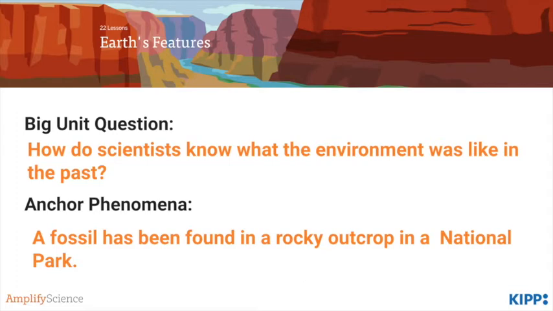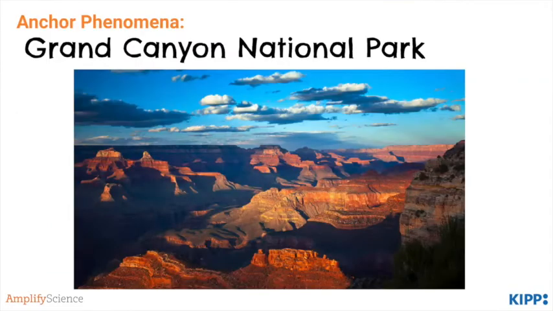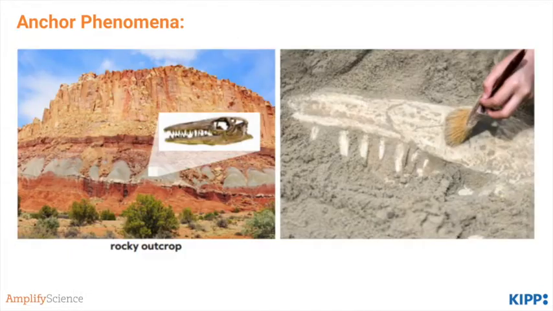The anchor phenomenon starts the unit off by telling students that a fossil has been found in a rocky outcrop in a national park, specifically Grand Canyon National Park in the Arizona desert. Students are shown a picture of this fossil and begin to think about what could possibly have caused it to be located in the middle of a bunch of rocks.